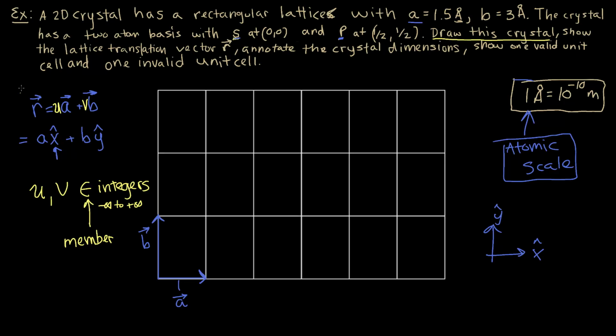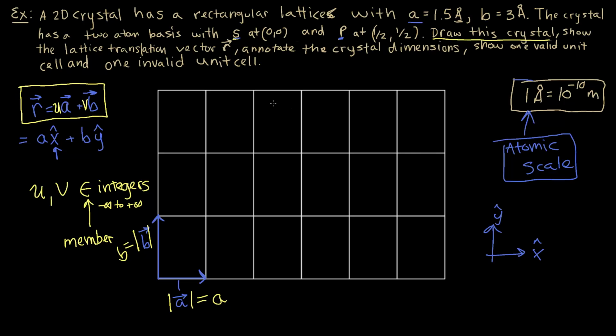So we have our general lattice translation vector. And in effect, we have also annotated our crystal dimensions. So the magnitude of the vector A is just A. The magnitude of B is just B. So that effectively defines the dimensions of our crystal.